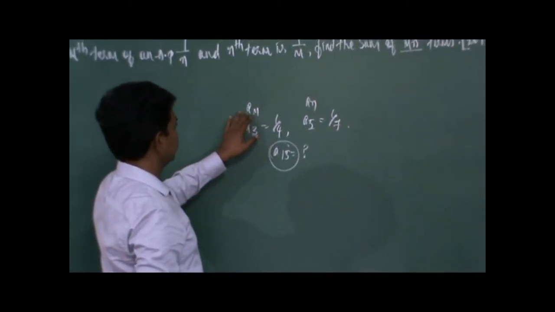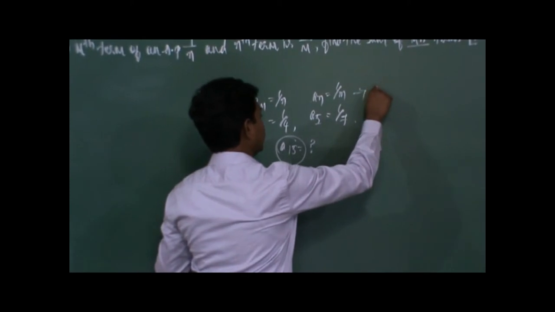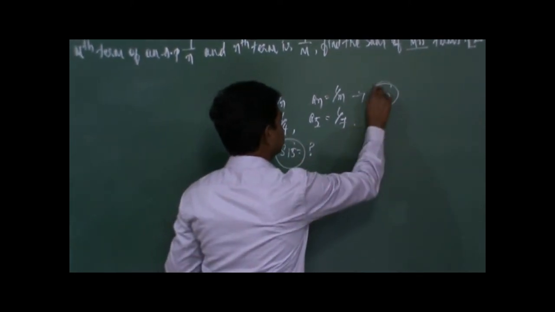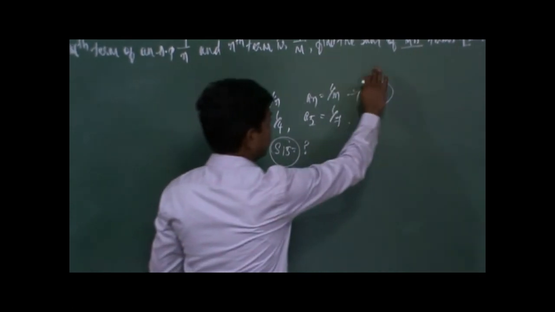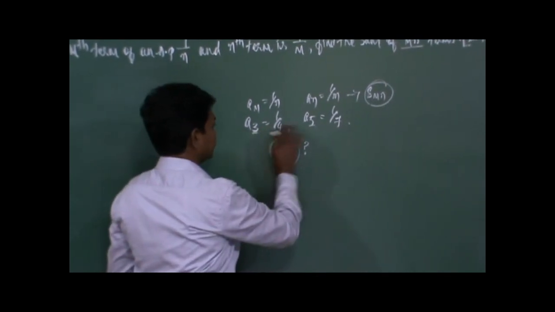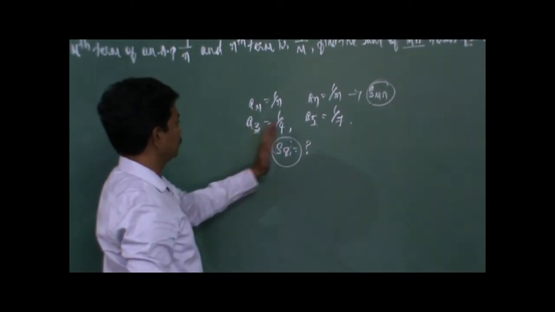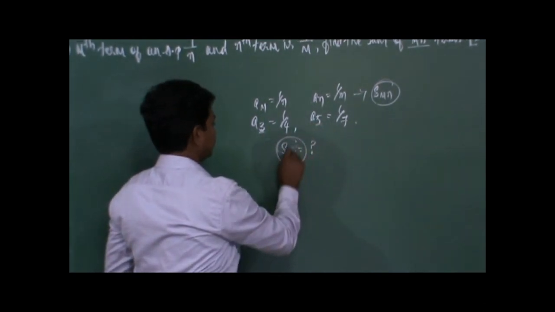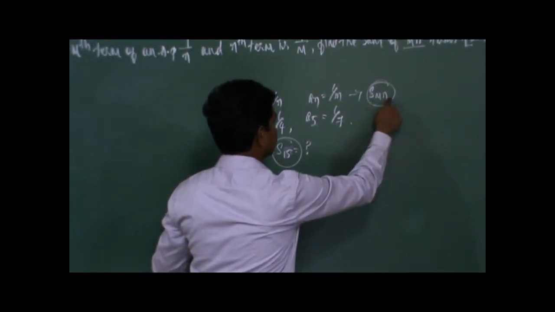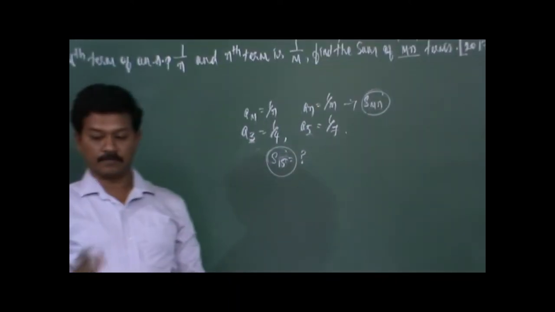So generally it is asked as, if am is equal to 1 by n and the nth term is 1 by m, you have to find the sum up to mn terms, that is sum up to 15 terms. For example, a3 is 1 by 4, a5 is 1 by 7, and you have to find the sum up to 15 terms. So am is 1 by n and an is 1 by m, and you have to find the sum up to mn terms, something like this. It's a very important problem.